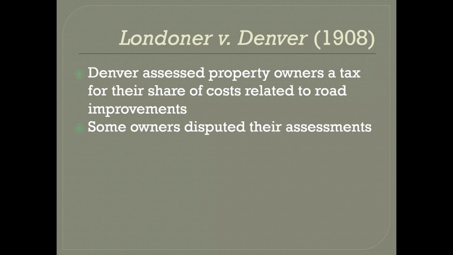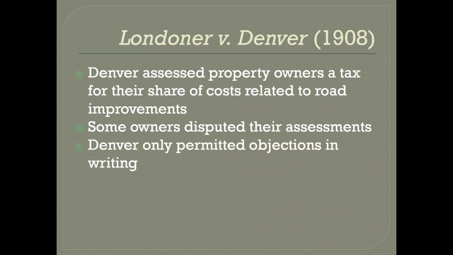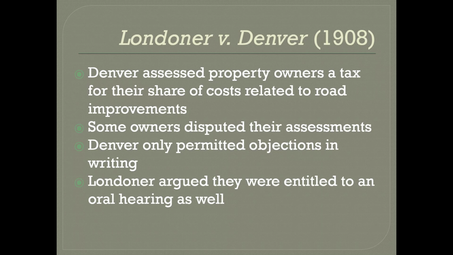They said, that's not fair. I want to appeal the amount that you are saying that I have to pay for. The city of Denver did permit objections, but they only permitted objections in writing. Londoner and other litigants argued that they were entitled not only to a written hearing, but they were entitled to an oral hearing as well. And later on in the course, we'll talk about why that's so important, what the advantages of an oral hearing are, but nevertheless, Londoner argued that they were entitled to an oral hearing.